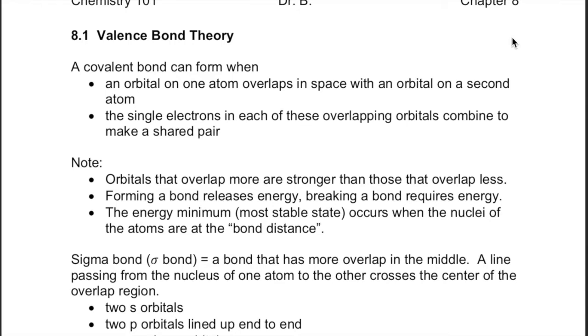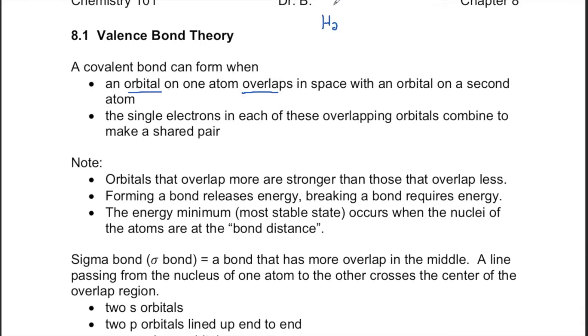Chapter 8 talks more about bonding in molecules, covalent bonding specifically. So we have some theories to try to explain what we see in covalent molecules. The first theory we're going to talk about is valence bond theory, and the covalent bond is said to form from overlapping orbitals.